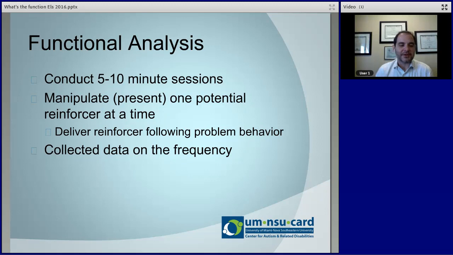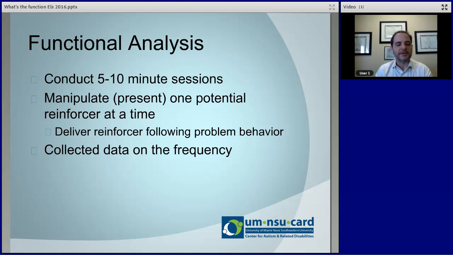This may sound odd or a little funny to do to a child, but we're testing to see if losing their toys causes them to engage in problem behavior in an effort to get them back. If it doesn't, and that session stays low, then maybe toys are not the reason why he's engaging in problem behavior.